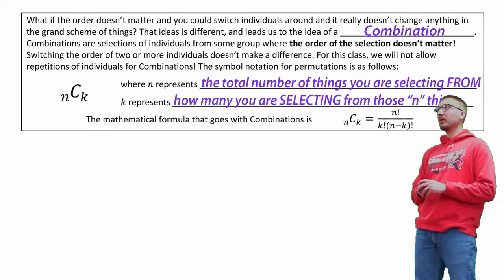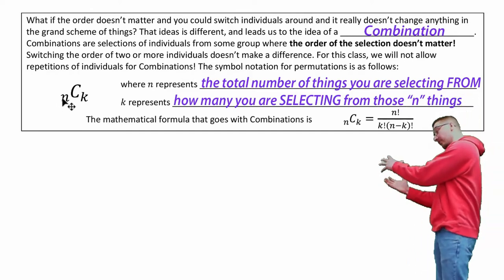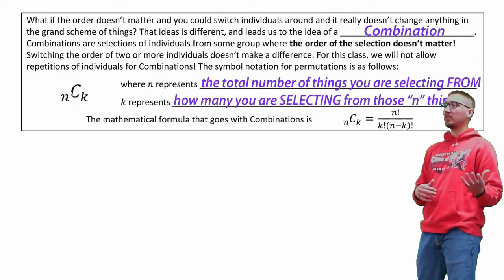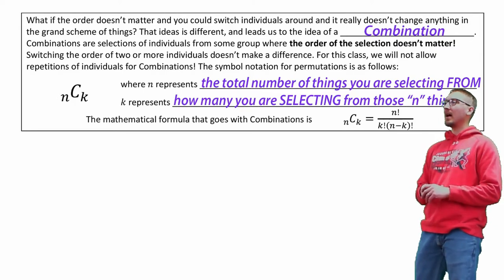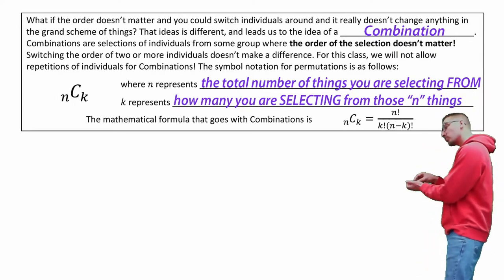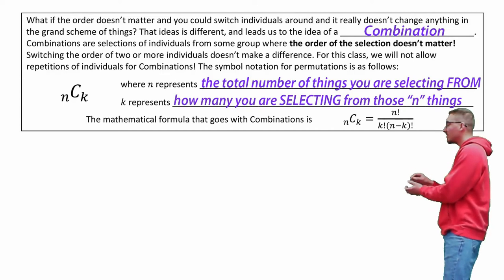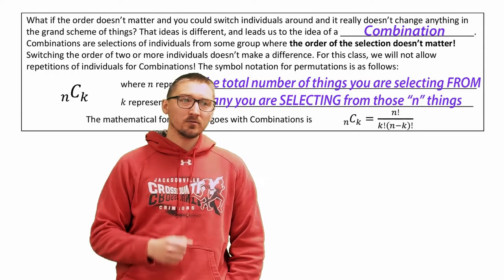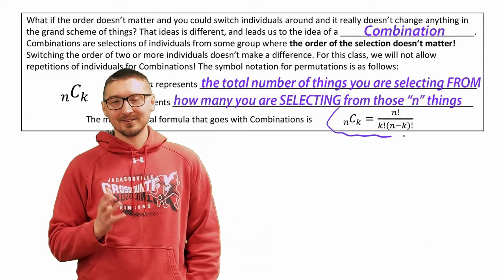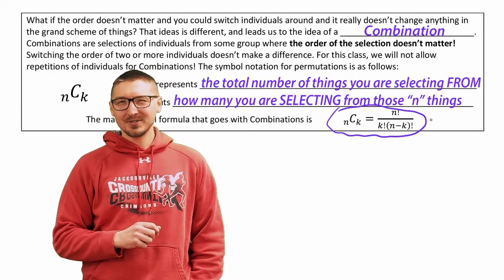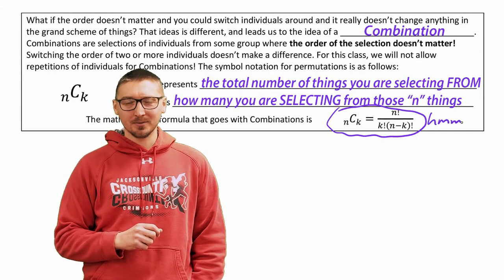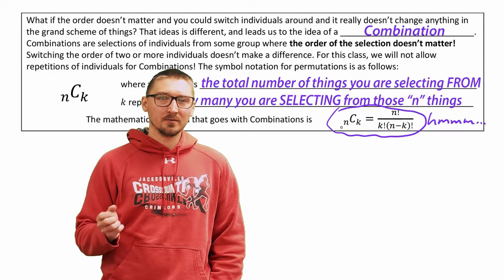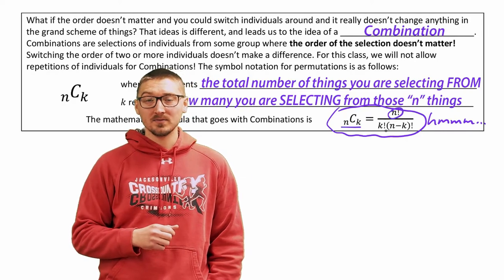N is the total number of things that you could select from out of this much. C just tells us it's a combination and not a permutation. And then the K is how many things you are selecting, a smaller amount, or maybe the same size, as what you have available to you. And the mathematical formula that goes with this, if you look, almost seems identical to permutations. So NCK, out of N options, I'm choosing a combination of K items.